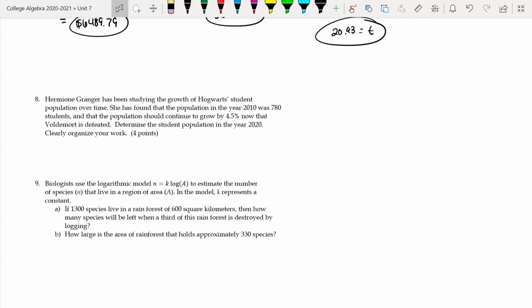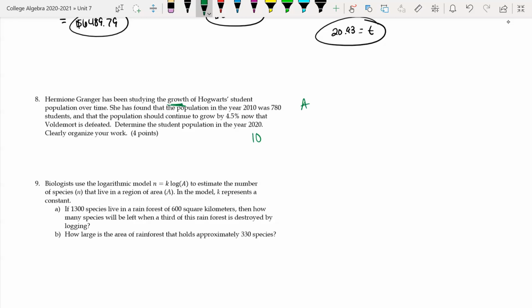Last one, it says Hermione Granger has been studying the growth of Hogwarts. So growth is the key word there. Student population over time. She has found the population in the year 2010 was 780 students, and the population should continue to grow by 4.5% now that Voldemort is defeated. Determine the student population in the year 2020. So we know there's a difference of 10 years.